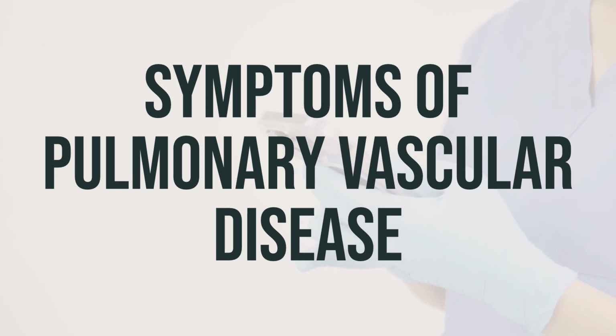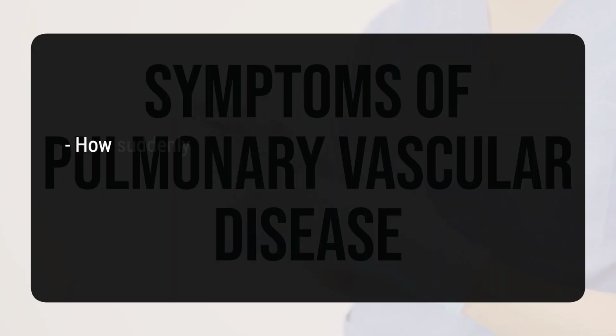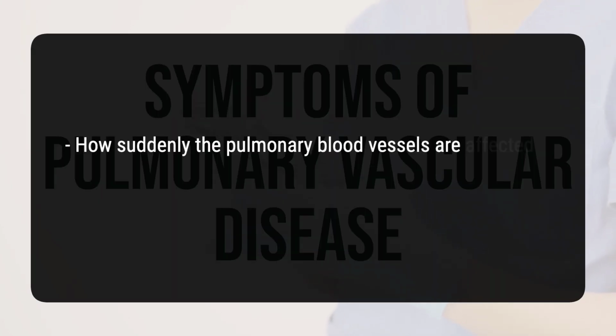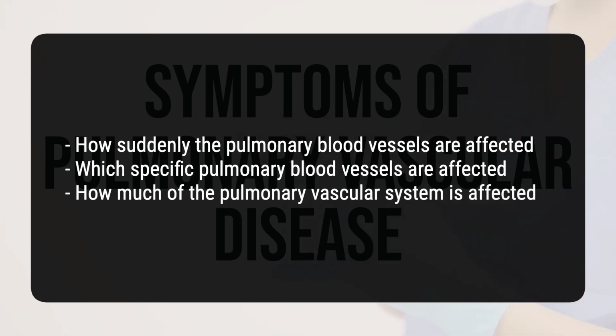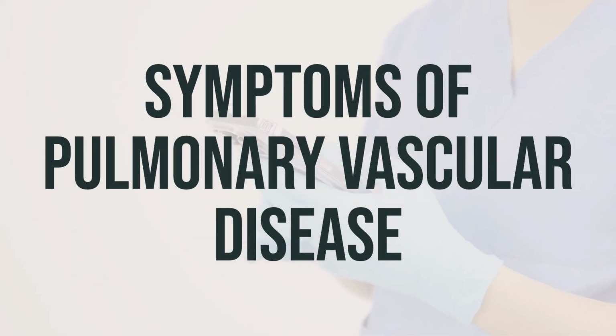The symptoms of pulmonary vascular disease can vary depending on a few different factors. These include how suddenly the pulmonary blood vessels are affected, which specific pulmonary blood vessels are affected, and how much of the pulmonary vascular system is affected. For example, a large pulmonary embolism blocking a major pulmonary artery can cause severe shortness of breath and chest pain, while a small one may cause no noticeable symptoms.